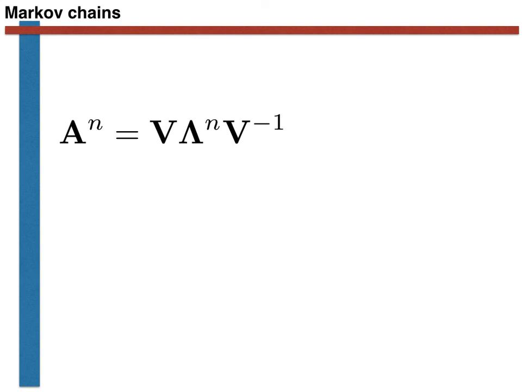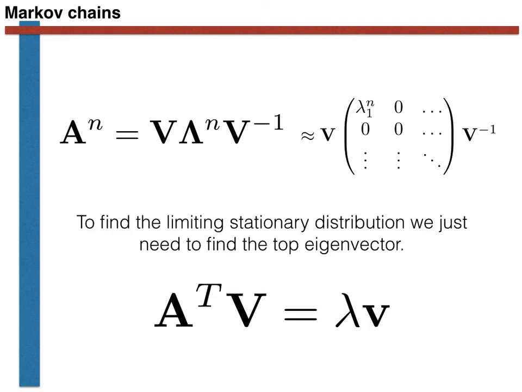Furthermore, it turns out that because each of the rows in the transition probability matrix sum to 1, the top eigenvalue of the transition matrix is equal to 1, and all the elements of the corresponding eigenvector in the first column of V are equal to 1. As such, when we calculate A to the power n, we find that every row is equal to the first row in V to the power minus 1. To find the limiting stationary distribution, we thus need to only find the top left eigenvector by solving the following equation with lambda equal to 1.